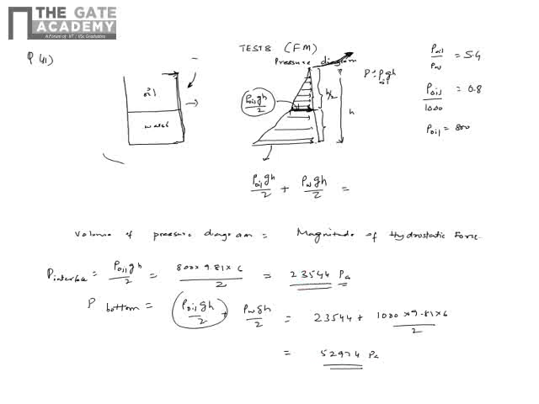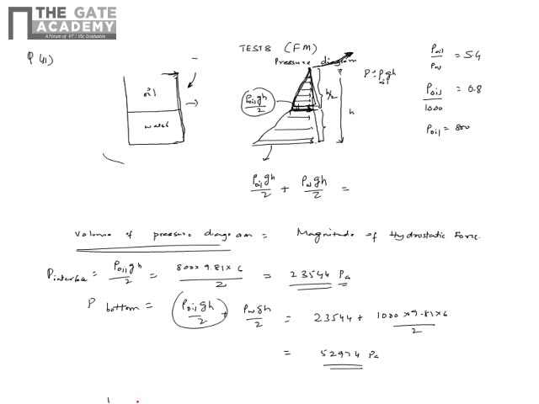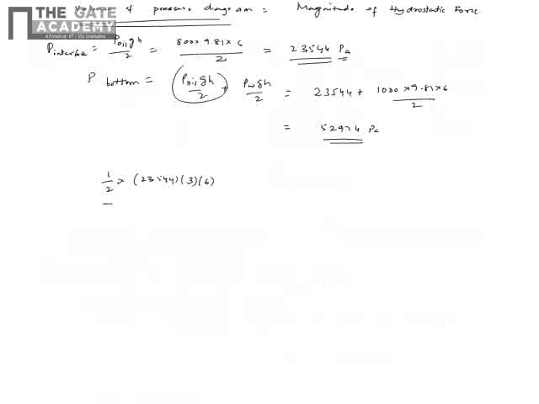Now I can compute this volume of the total pressure diagram. Let's first compute this area. That area is half base, the base being this interface pressure 23544, into height. Height is 3, which is 6 by 2. So this is the area. Now this pattern is the same throughout the width, and the width is 6 because it's a cube. So this is the volume of the top oil portion.